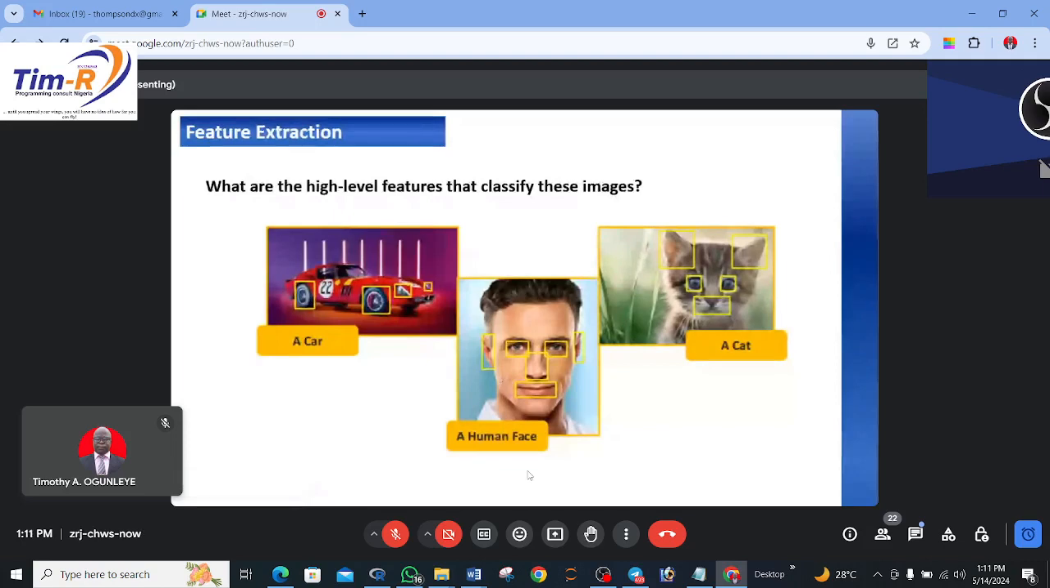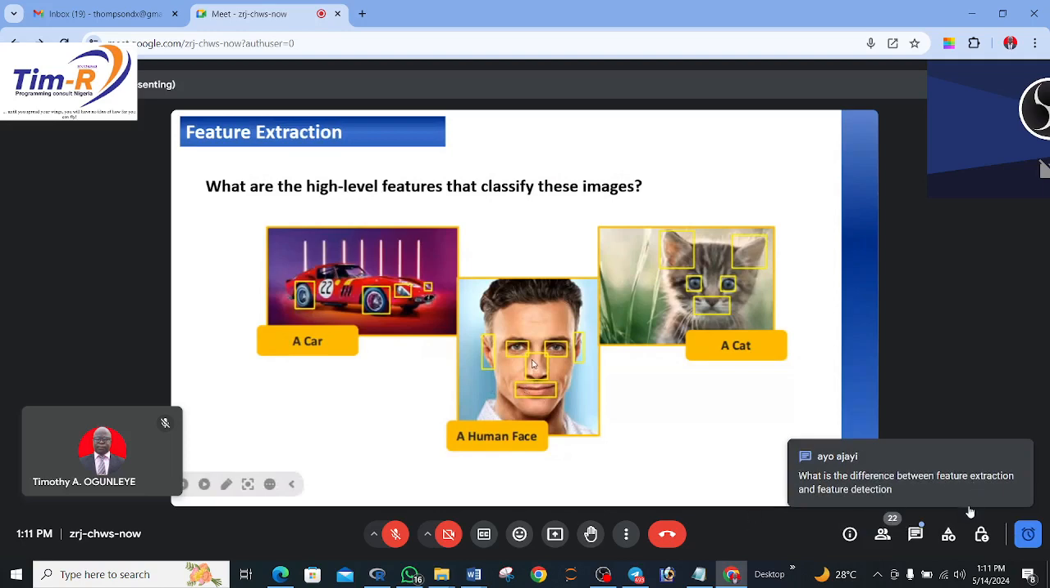For a human face, the high level features are the ears, the eyes, the nose, and the mouth. Because normally, for us to classify something as a human face, we must have all these things on it. The ears, the eyes, nose, and mouth must be there. When we don't have such things, either the person has a deformity or maybe an accident caused the feature not to be there. But for the normal human face, all these high level features have to be there.